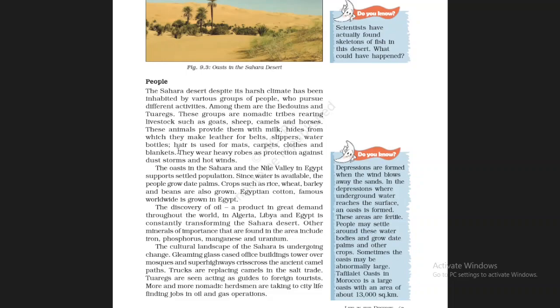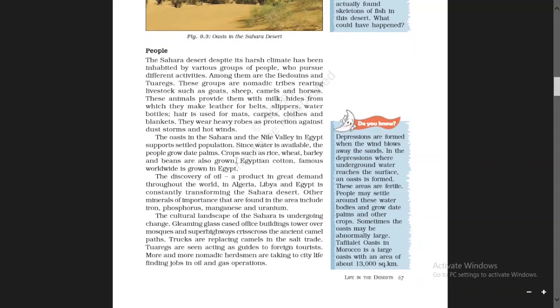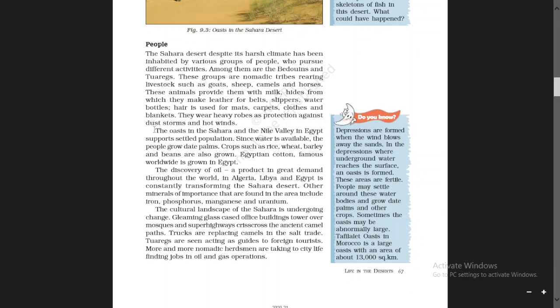They wear heavy robes as protection against dust storms and hot winds. So those people used to wear heavy clothes, long, loose outer garments, and these used to protect them from dust storms, that is dry powder storms, and hot winds.